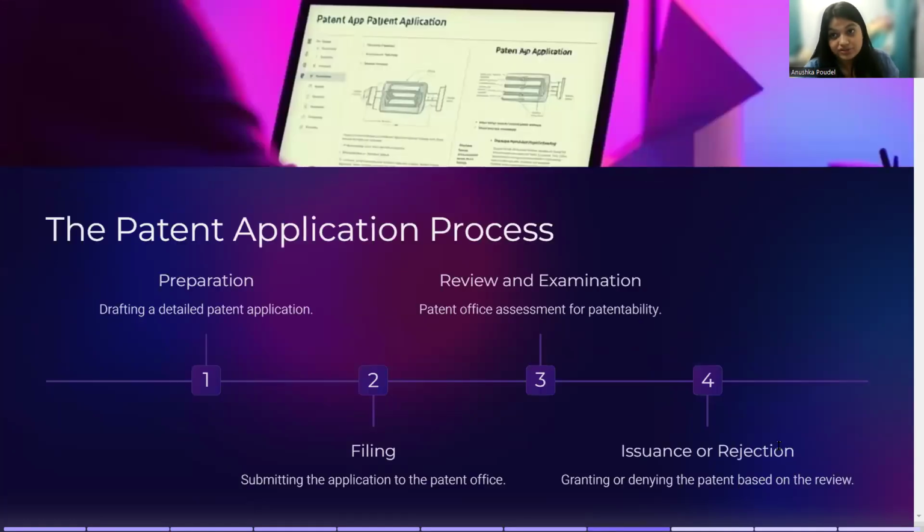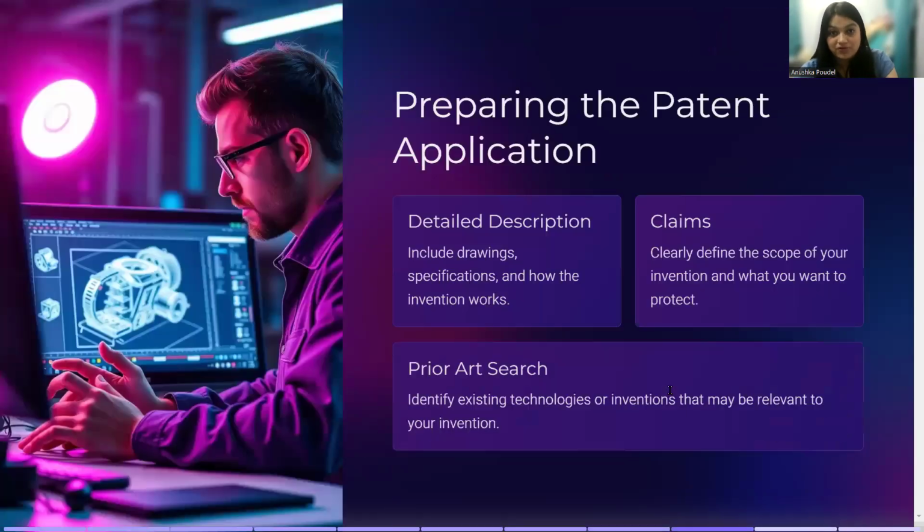The patent application process. Here are certain guidelines that you need to follow, or perhaps a flow chart of how it goes. First of all, you need to prepare. So, preparation, drafting a detailed patent application. Filing, submitting the application to the patent office. Reviewing and examination, the patent office assessment for patentability. Issuance or rejection, granting or denying the patent based on the review. So, these are the four guidelines that need to be followed.